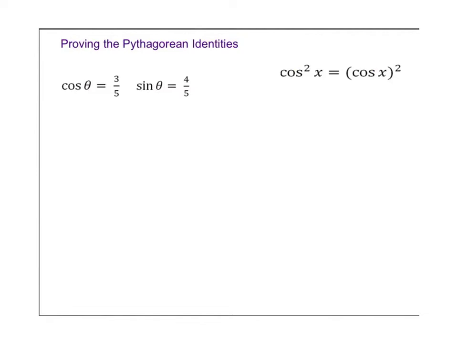Here's the example. We have the cosine of theta is 3/5. We have the sine of theta is 4/5. And then I also have written over here some terminology, some notation. When you see cosine written this way, it means cosine written this way. And so when you square cosine, the notation is to write it like this, but this is what it means.